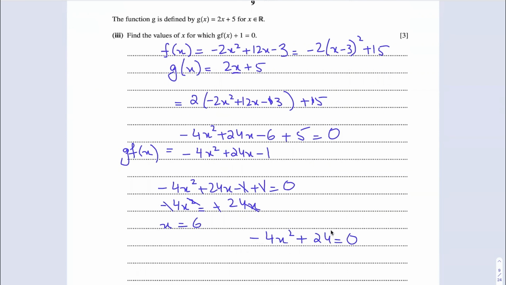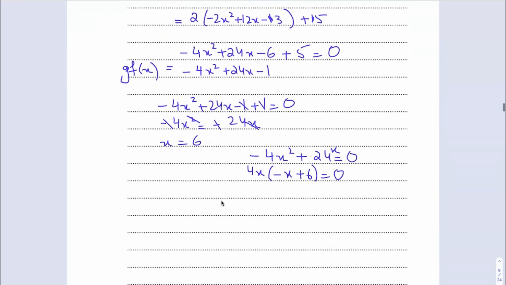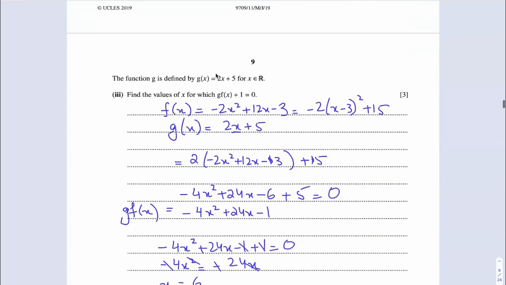Taking 4x common, we'll get 4x times (minus x plus 6) equals 0. So our two solutions will be: minus x plus 6 equals 0, which will give us x equals 6, and 4x equals 0, which will give us x equals 0. So these are the two values of x for which g of f of x plus 1 is equal to 0.